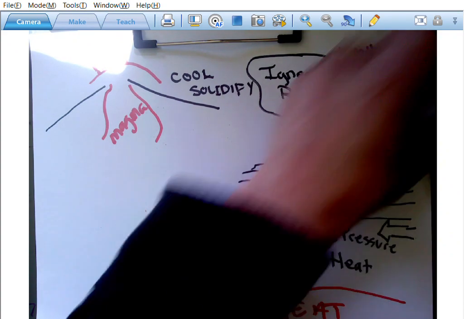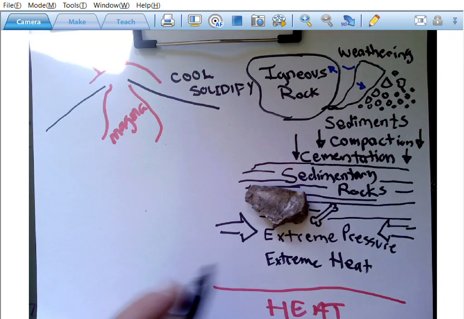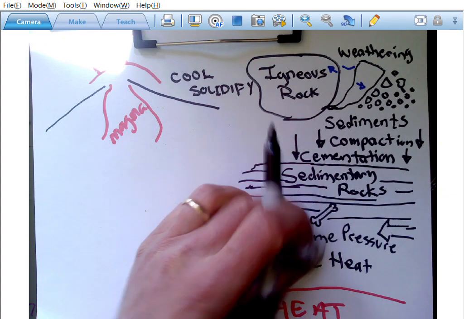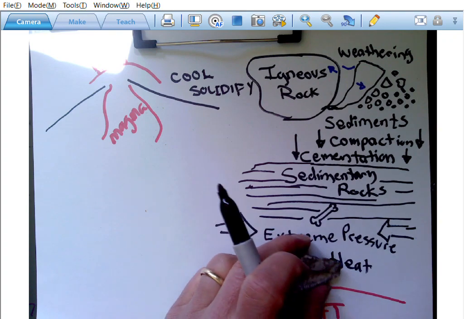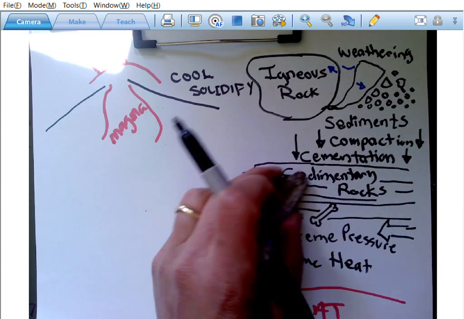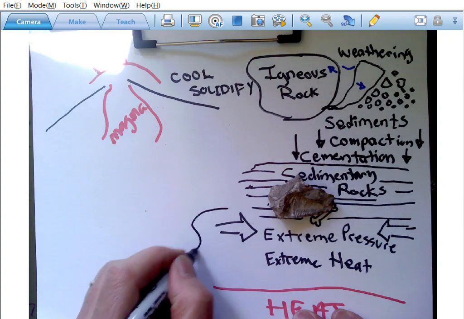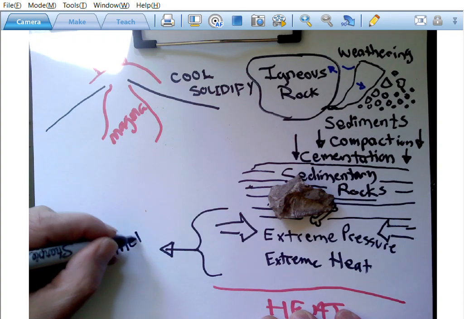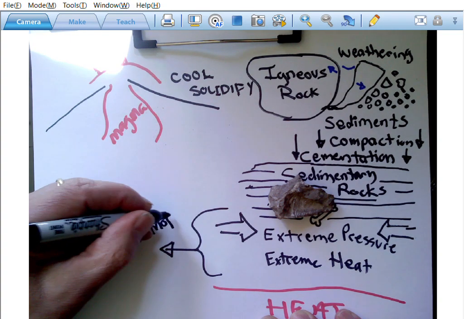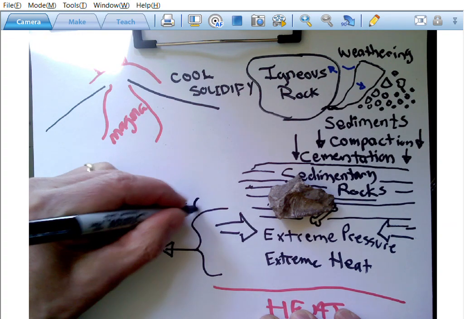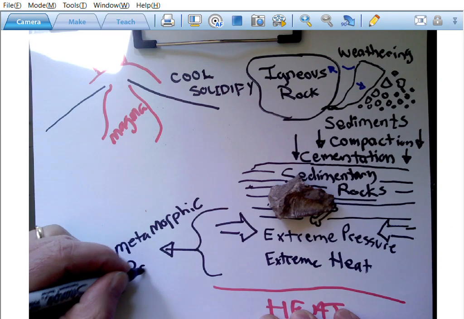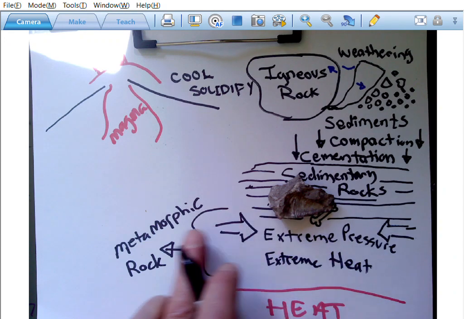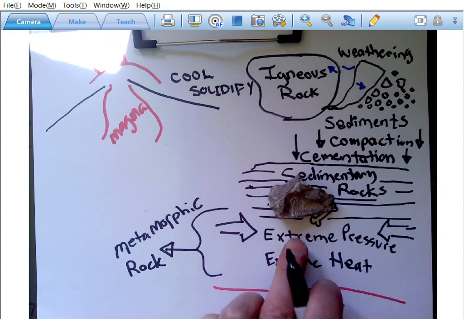So a rock like this sedimentary rock can be exposed to extreme pressure, crushing it together, or burning with extreme heat, or both at the same time, and that will change the rock, change it to a metamorphic rock. So you can take a rock and change it to another rock by putting extreme pressure and or extreme heat to it.